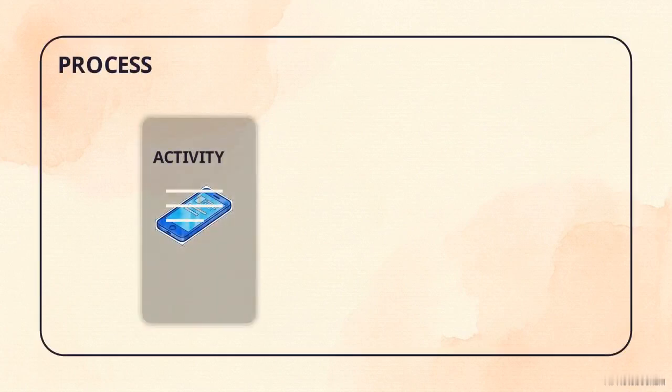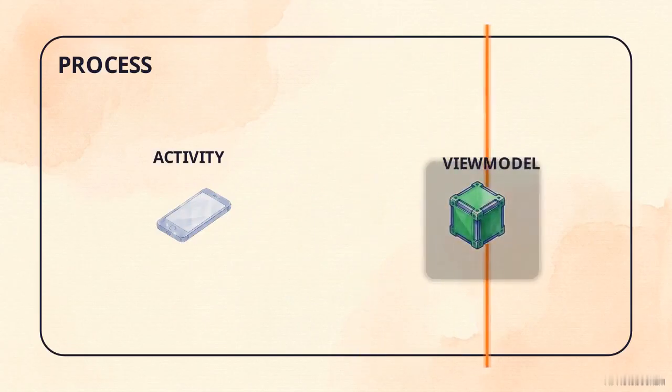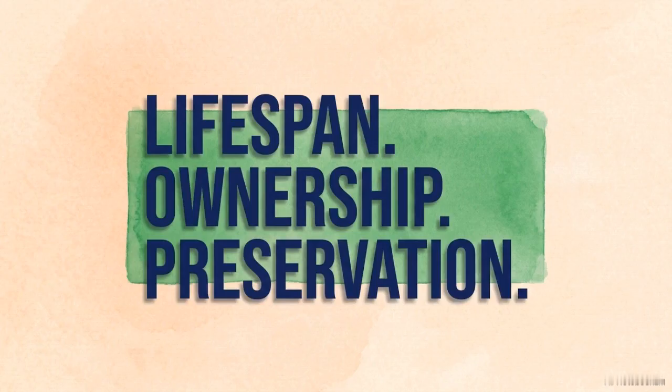Last time, we watched what happens inside this process boundary when a device rotates. The activity is destroyed, annihilating the UI state. To fix this, we move state out of the UI into a container immune to this disruption. Understanding this container requires answering three specific questions. What is it? Who holds it between activity instances? And when does it finally end?